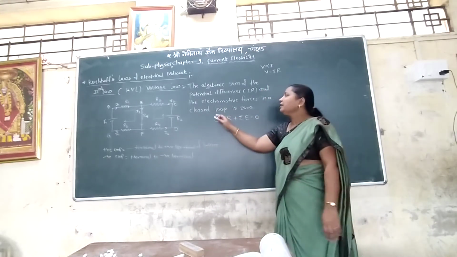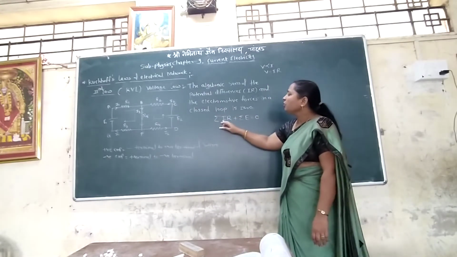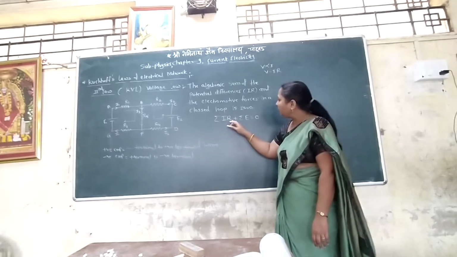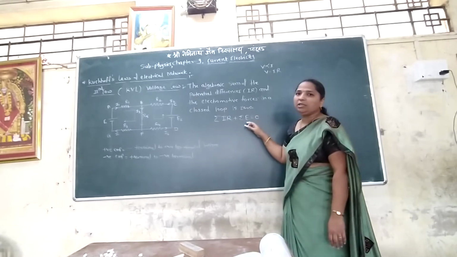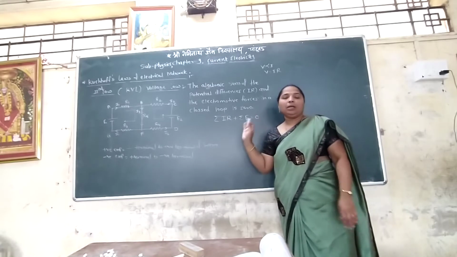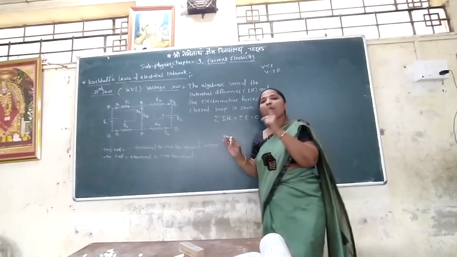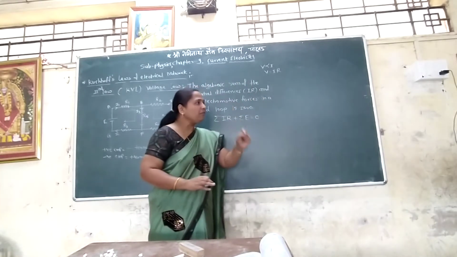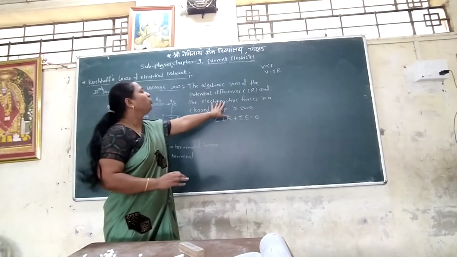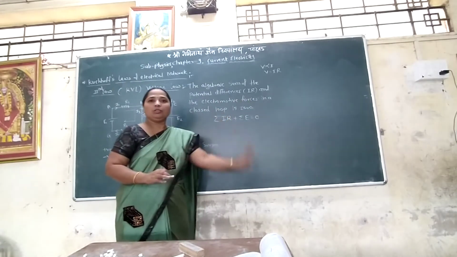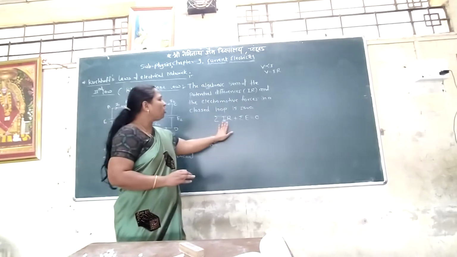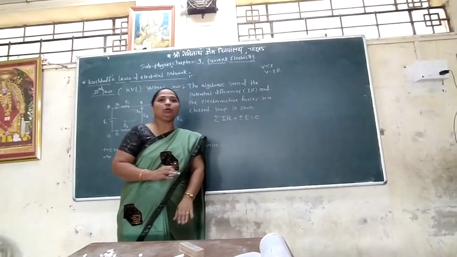Therefore, the mathematical statement is summation of IR plus summation of E is equal to zero, because the algebraic sum of potential differences and electromotive forces is equal to 0. Therefore, summation of IR plus summation of E is equal to 0.